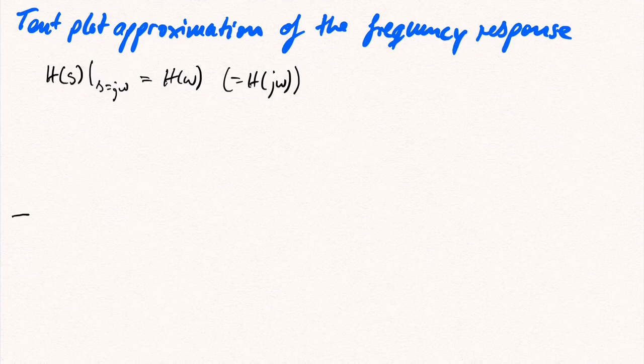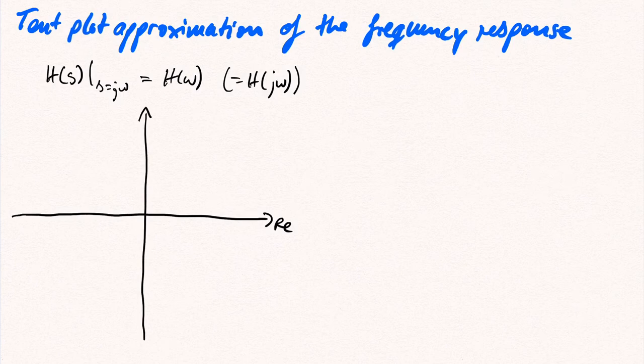H(s) is a function of the complex variable s, which has a real part and an imaginary part. So H(s) is not defined on a line, but on the entire complex surface. We know that H(s) is equal to infinity at the poles, which we symbolize with crosses. We also know that H(s) is equal to 0 for all values of s such that the numerator of H(s) is equal to 0. And in a pole-zero plot, the zeros are symbolized with little circles.